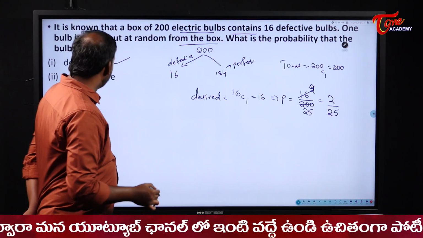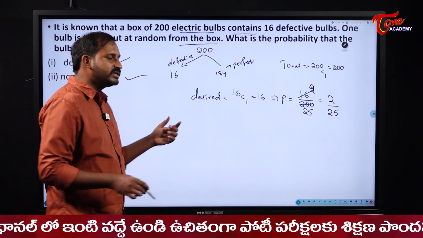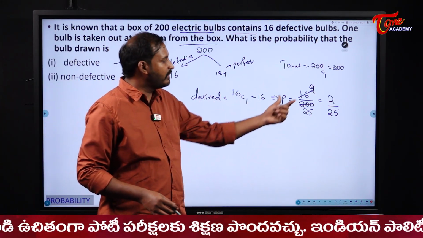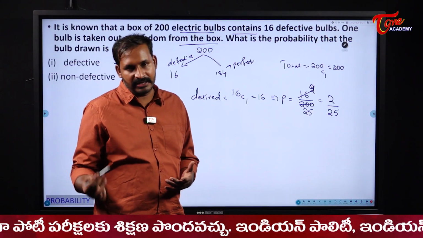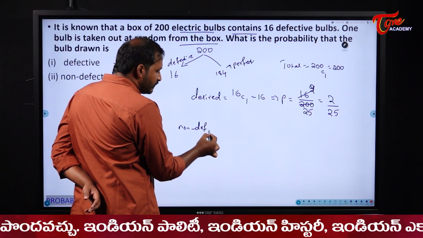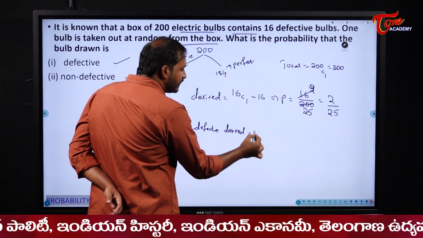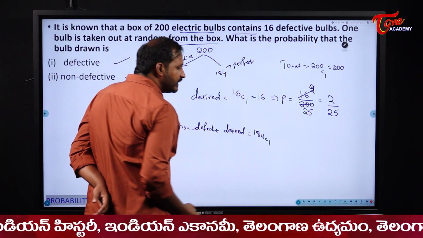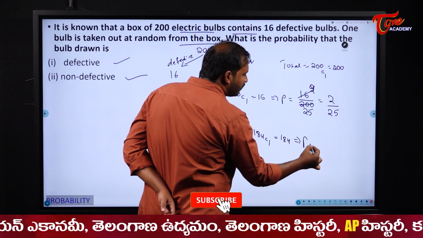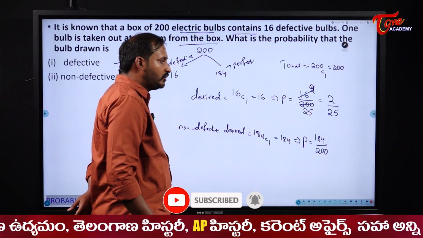2 by 25. And the other one is non-defective. Non-defective means either you can do 1 minus 2 by 25, because 1 is the total, or find it separately. No problem. Non-defective means the desired one will become 184C1, which is equal to 184. So the probability will become 184 by 200.